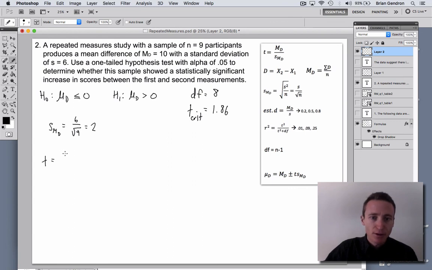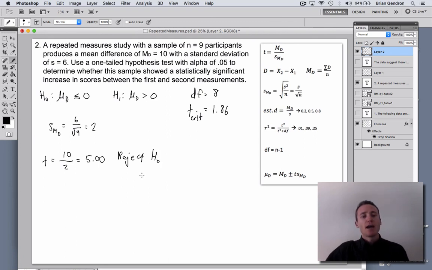Take your sample mean difference of 10, divide by your estimated standard error, and we get 5. 5 is larger than your critical value of 1.86. And so again, in this problem, reject H0, which essentially is saying we believe, according to this data, that there is a statistically significant increase in scores on average as a result of this, whatever treatment is being analyzed in this study.